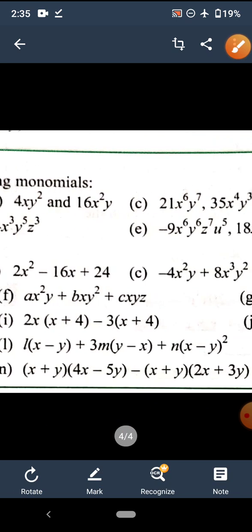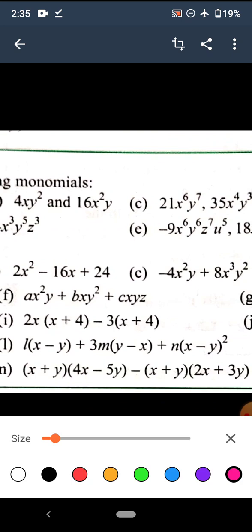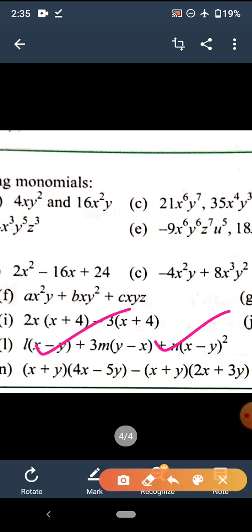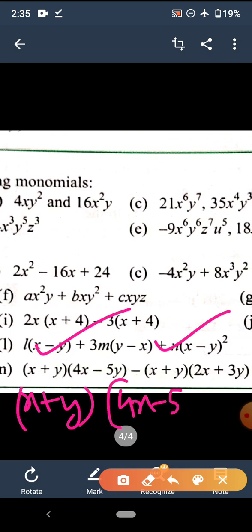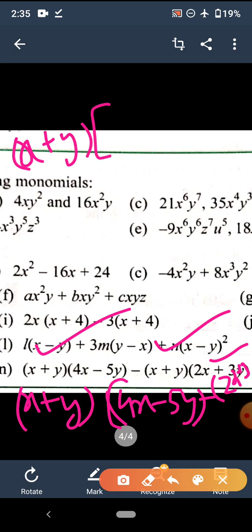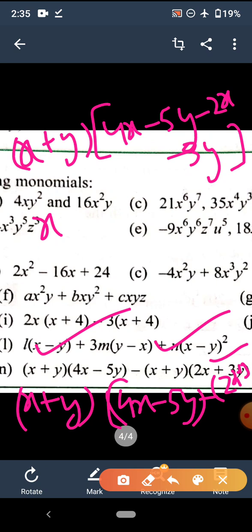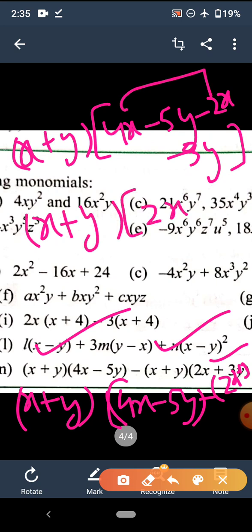If we talk about the n part, so what are you watching here in the n part? X plus y is common, take it. So what are left? 4x minus 5y and minus 2x plus 3y. Now you can solve it. Okay, when the sign is of minus, inside sign will be changed. 4x minus 5y minus 2x minus 3y. So what is the answer? X plus y, 4x minus 2x is equal to 2x, minus 5y minus 3y is minus 8y.